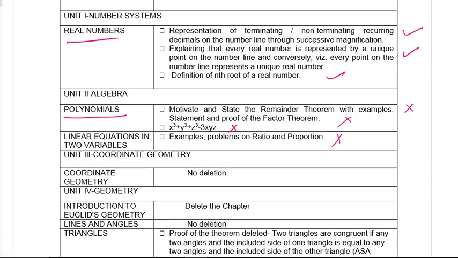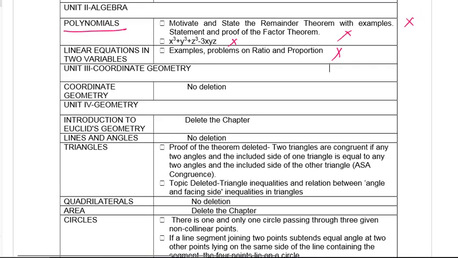In coordinate geometry, you have to do the complete topic as there is no deduction. Introduction to Euclid's geometry. Now this complete chapter is excluded. There is no need to go through this chapter, Euclid's geometry.